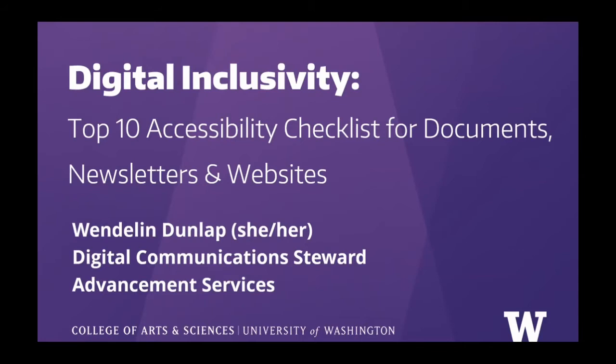Today, we will explore a top 10 accessibility checklist for documents, newsletters, and websites. This presentation won't cover everything you can do to increase accessibility, but I will highlight some of the most impactful tools and techniques. Many examples will be of our digital marketing platform, Marketo, since that is where I live and work. However, these recommendations are for anyone who builds or reads digital communications, which is everyone.